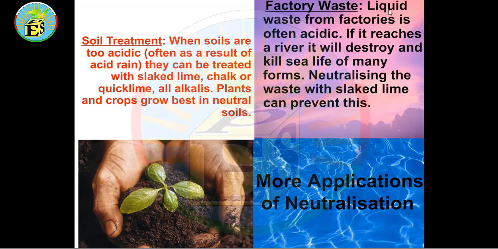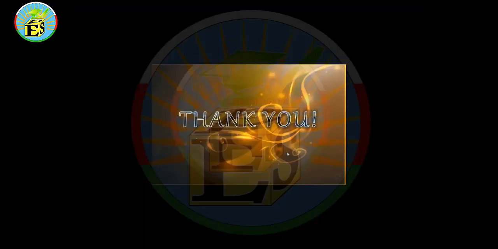Factory waste. Liquid waste from factories is often acidic. If it reaches a river, it will destroy and kill sea life of many forms. Neutralizing the waste with slaked lime can prevent this. Thank you. Goodbye until the next lesson.